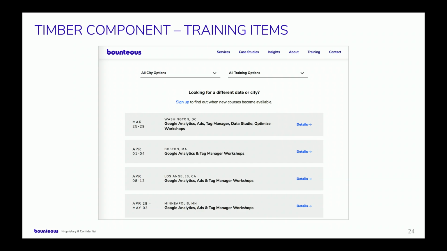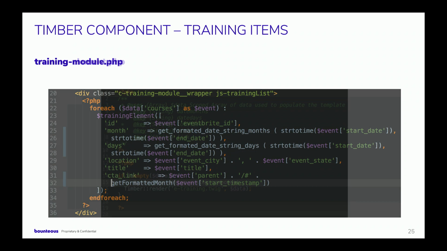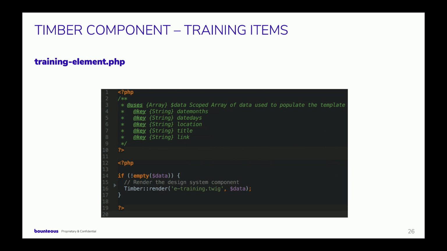So here's what that actually looks like. On the training page, there's a list of upcoming trainings, and then we have these training item rows. In this training module.php template, we have a wrapping div with some classes, but then a for loop that goes through the available data for these training events, and then assembles a training element with an array of data. Not really all that dissimilar from something that looks like a render array. And then in training element.php here, all we're doing is saying Timber, render, the name of the Twig template that we want to render, and passing in that data that we've assembled to spit out all of those training elements. So pretty straightforward, and it allows us to use, again, that same template.